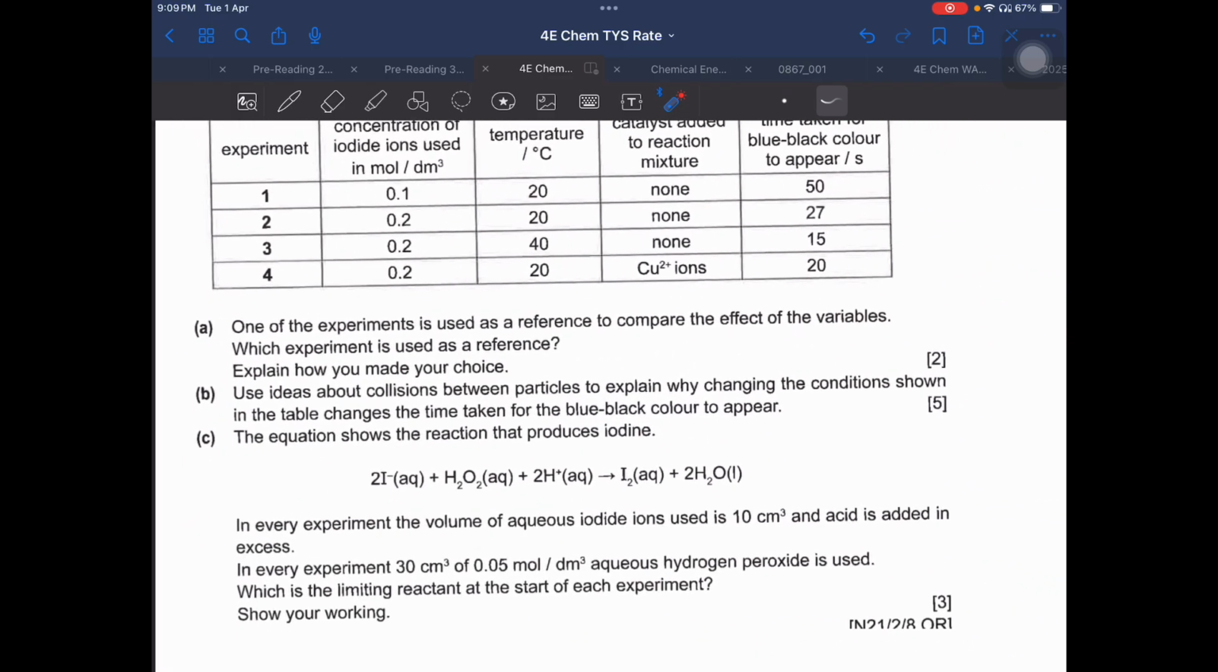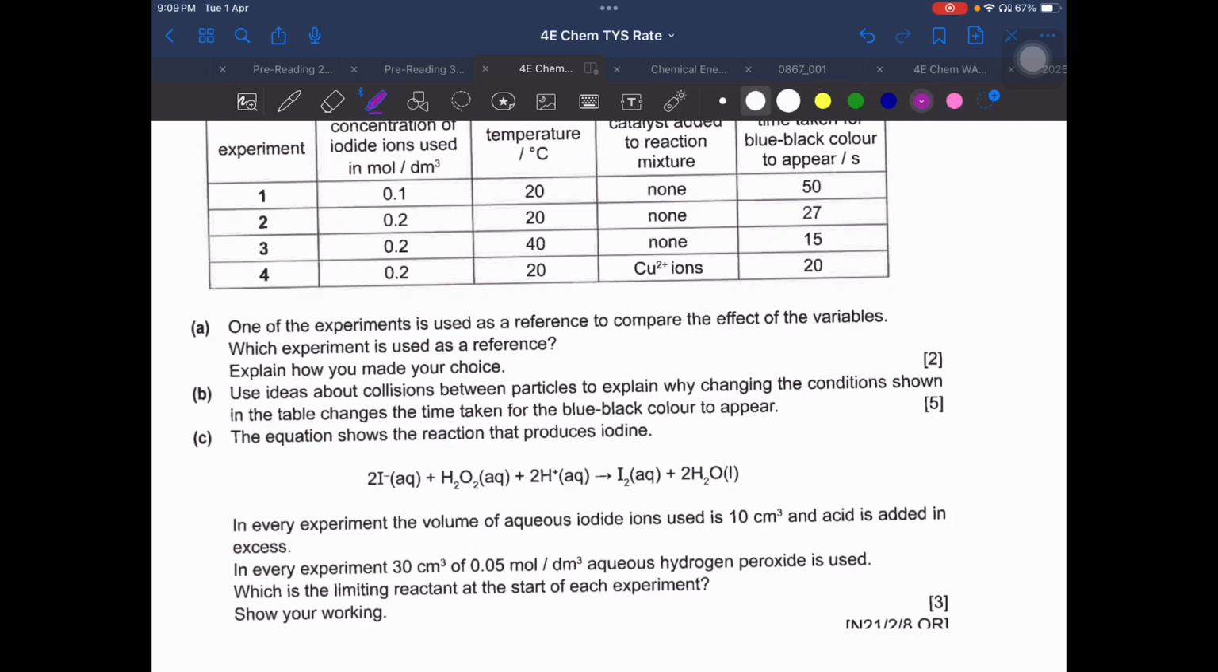Over here, what the question is trying to say is, take a look at the reaction. There's a reaction between your iodide as well as your hydrogen peroxide, and this reaction goes on based on the different volume and concentration that we're looking at. Based on the question itself, we are told that the volume of hydrogen peroxide used each time is 30 cm3 at a concentration of 0.05 mol per dm3. For the iodide, we are also told that each time we use 10 cm3, and then acid is added for the reaction to happen.